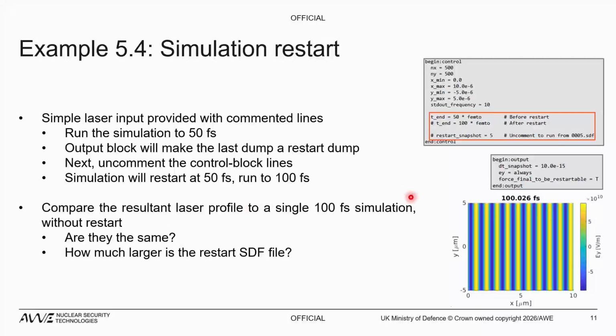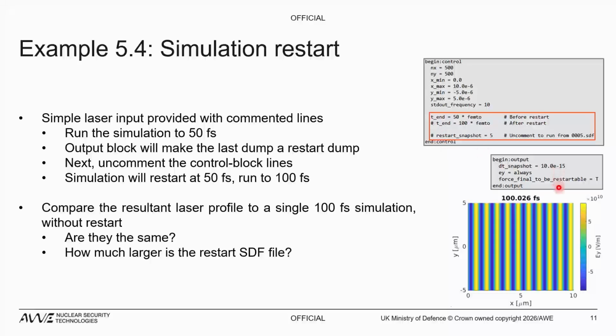I'll go through a quick example. Example 5.4 is an example of running a simulation with a restart. There are a few commented-out lines in the input deck which you can switch on and off to have the first simulation, which goes to, say, 50 femtoseconds. And then when that simulation is done, you can comment that out, uncomment the next line with the restart snapshot, and it will go from 50 to 100 femtoseconds using the 50 femtosecond input.